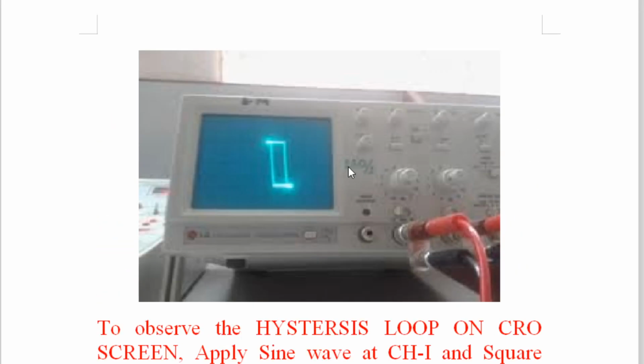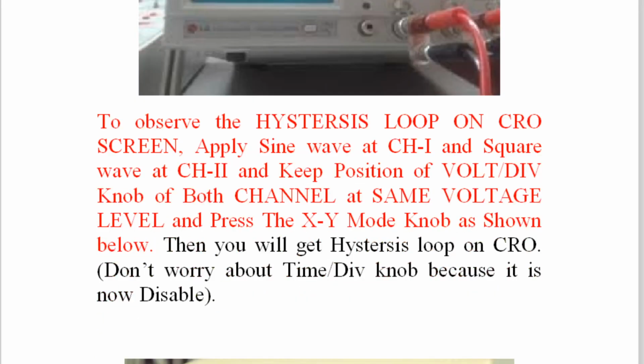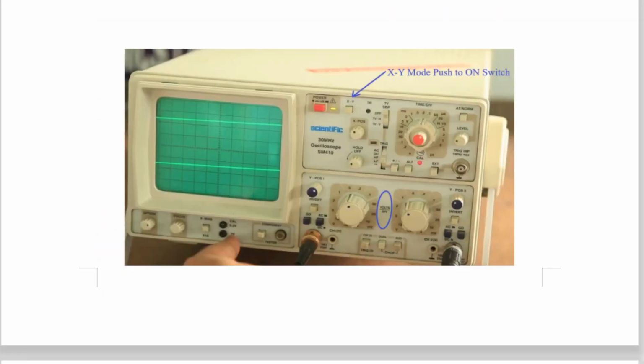After pressing the XY mode knob, you will observe this type of hysteresis loop. And after pressing the XY mode knob, when you vary the Y position of one channel, this will get elongated. Therefore, I told you to keep both volts per division knobs the same. When you change the volts per division of any one channel, this will get elongated. So in order to avoid that, the volts per division knobs of both channels should be at the same voltage level.